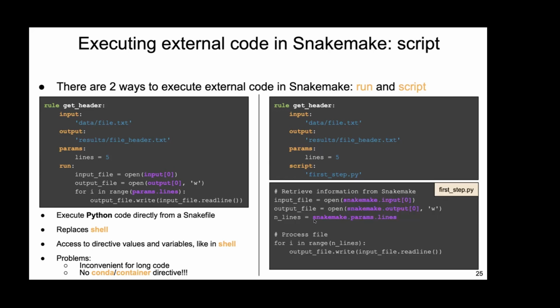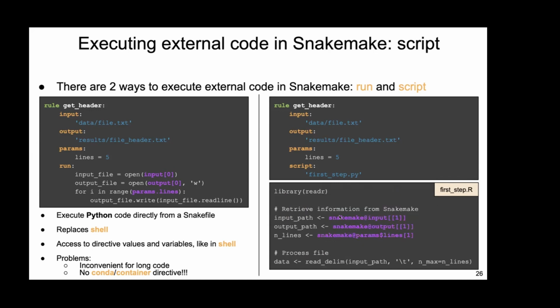And you may be wondering, when it is an external script, how do we actually interact with the values of the directives? And so here is an example for a Python script where we will be able to obtain the values of these directives with this type of notation, where you say snakemake point, and then input, for example, square bracket 0, which would give us this value here, snakemake output square bracket 0, which would give us this value here, or we can also, once again, use the named notation, so snakemake.params.lines, and this will give us this value here. And similarly in R, we could do the same.